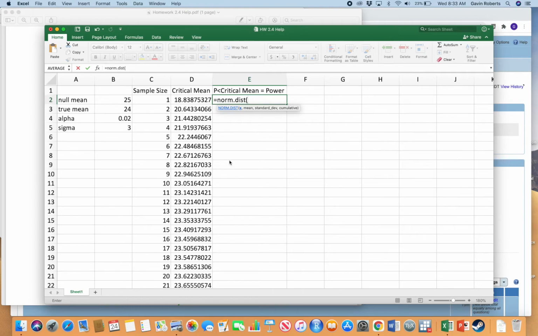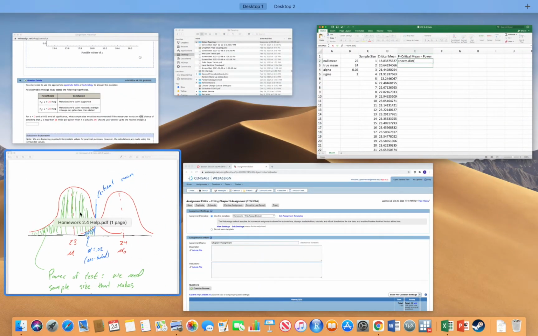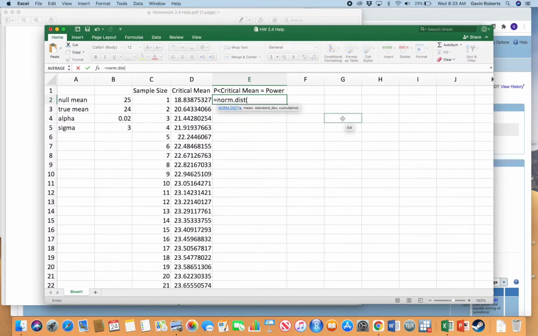A good way to do those types of problems is to use this Excel numerical solution approach, and that solves a very complicated formula issue for you. Okay? So with NORM.DIST, we need to figure out the probability of landing to the left of the critical mean. So the left of what number? This number, that's the critical mean.